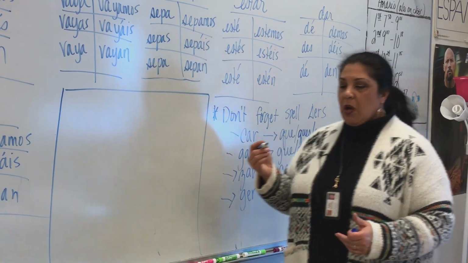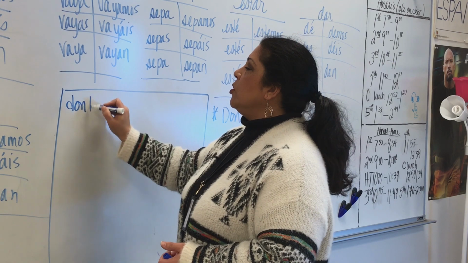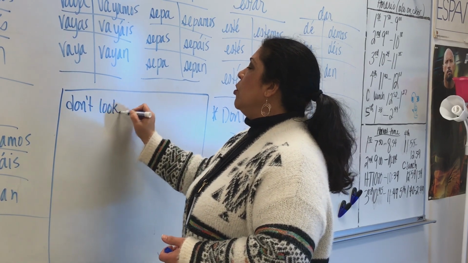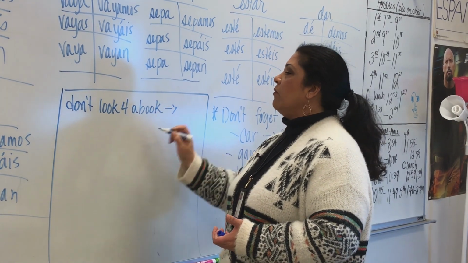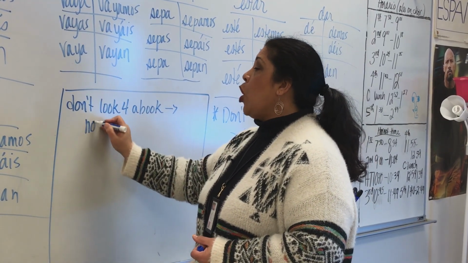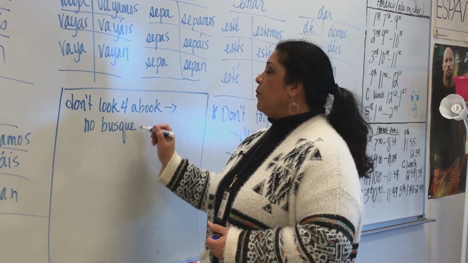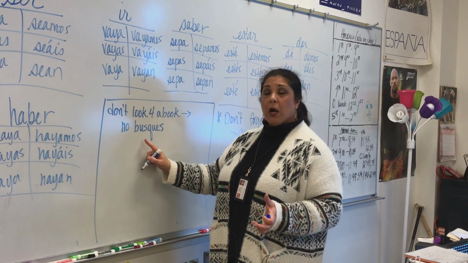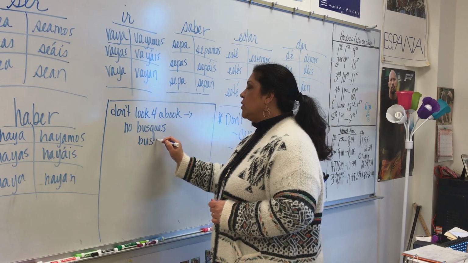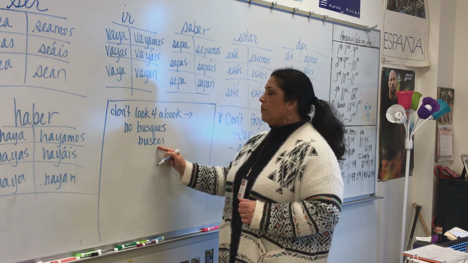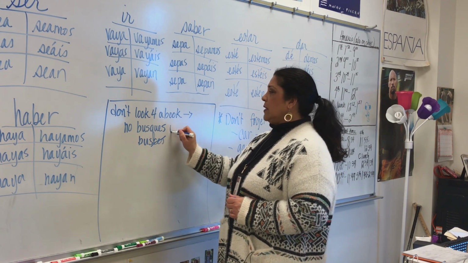So for example, if I'm talking to my friend and I want to say, don't look for a book, a weird example, but that's okay, this will work for what we're trying to say. I'm going to say, no busques. Again, the original verb was buscar. So if I don't write the QUES, I'm going to write buses, and that's wrong. So it has to change to QUES. No busques un libro.